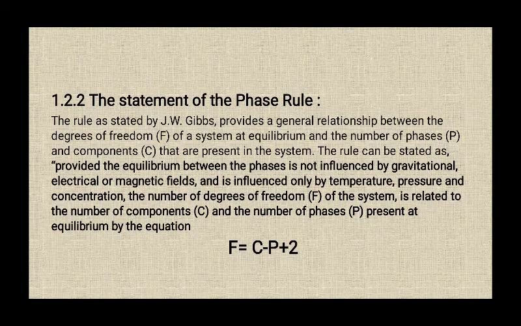The statement of the phase rule. The rule, as stated by J.W. Gibbs, provides a general relationship between the degrees of freedom of a system at equilibrium and the number of phases and components. We have seen earlier what a component is, what degrees of freedom are, and what phases are. Now the relation presented by Gibbs: the rule can be stated as, provided the equilibrium between the phases is not influenced by gravitational, electrical or magnetic fields and is influenced only by temperature, pressure and concentration, the number of degrees of freedom of a system is related to the number of components and number of phases present at equilibrium by the equation F is equal to C minus P plus 2.